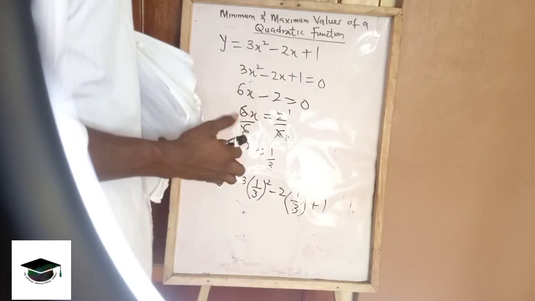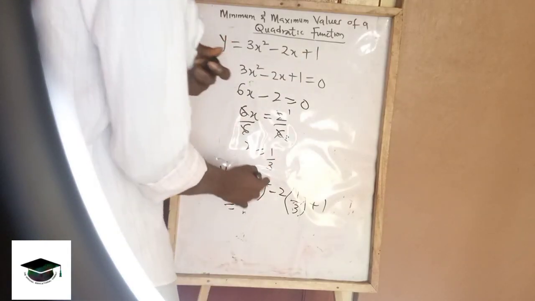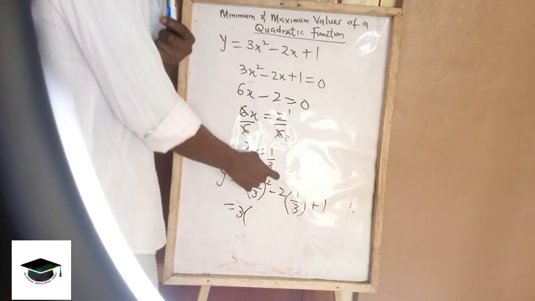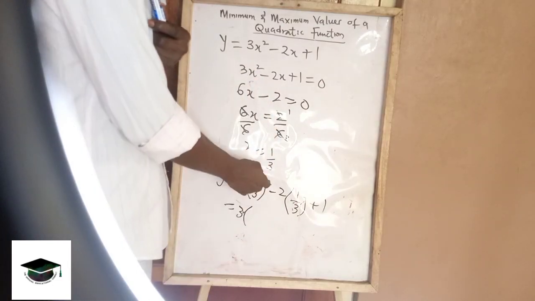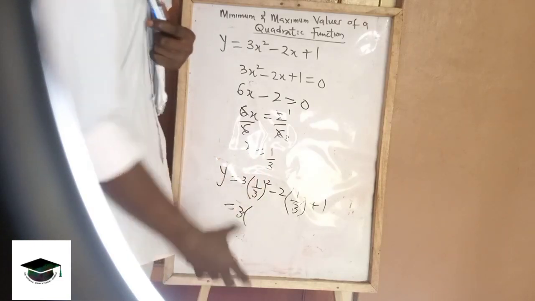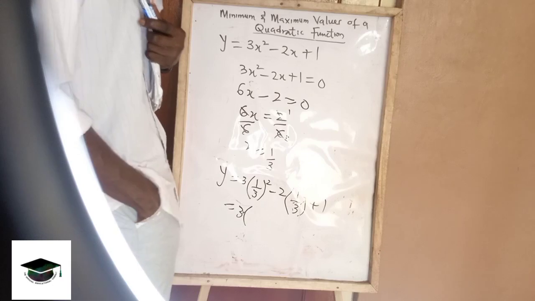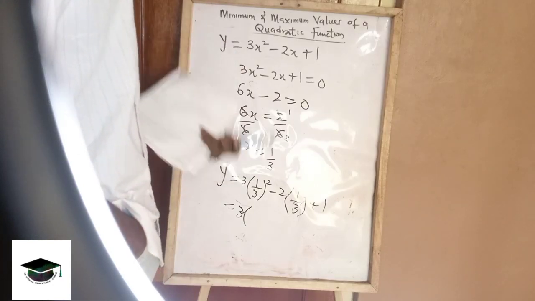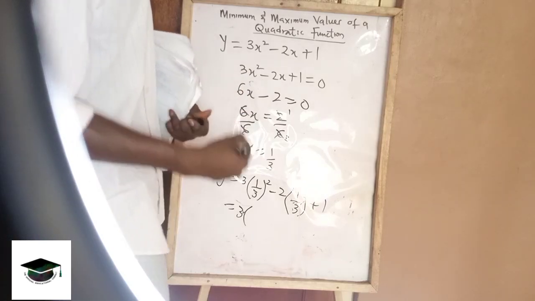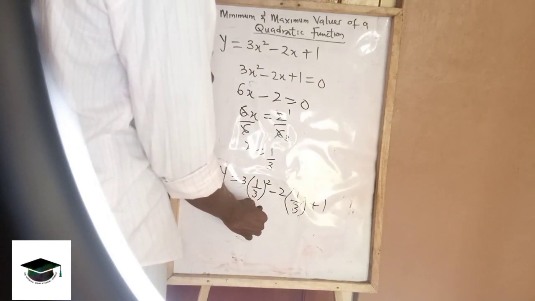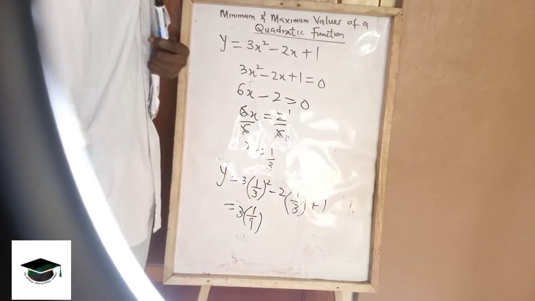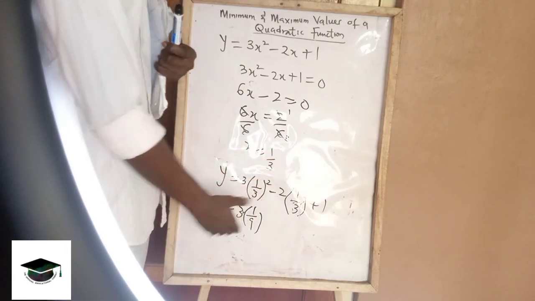Now that's going to be 3 open bracket 1 over 3 close bracket squared. Since we know in our laws of indices that the square will not just affect 1, it will not just affect 3, but it will affect both of them. And that's going to be 1 over 9. Because 1 raised to power 2 is 1, while 3 raised to power 2 is 9. Do you get that?